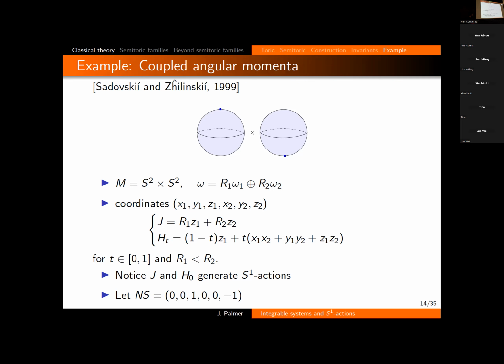So a point that will be important to me is the north pole on the first sphere, south pole on the second sphere.